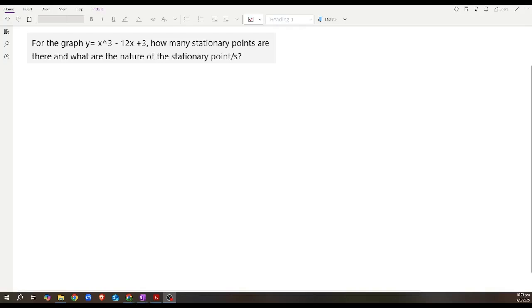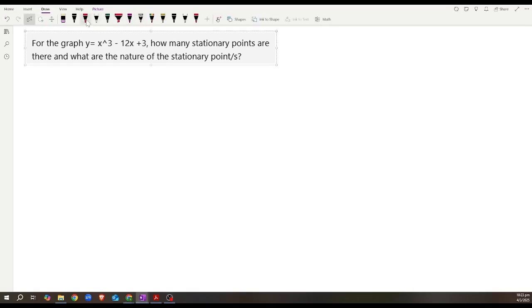This is a question under the topic of applications of differentiation. To solve this question, you need to understand how to apply the first derivative test and second derivative test. This question asks to determine the number of stationary points for this function and what the nature of the points are.